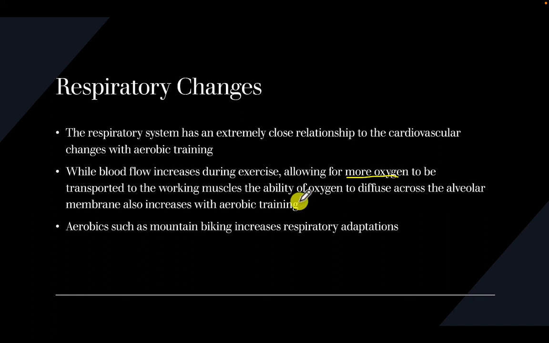And so basically what's going to happen is as we increase our blood flow and we increase the strength of the heart, we will also be able to increase how much oxygen we saturate the red blood cells with through the diffusion of oxygen within the lungs, right? So there's going to be some changes that will happen there as well. And then we know that, of course, any sort of aerobic activity, which could be mountain biking, rowing, swimming, running, light jogging, these are all going to have these types of changes that will occur.